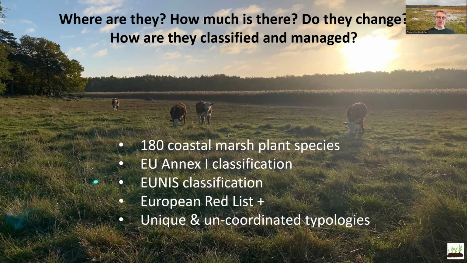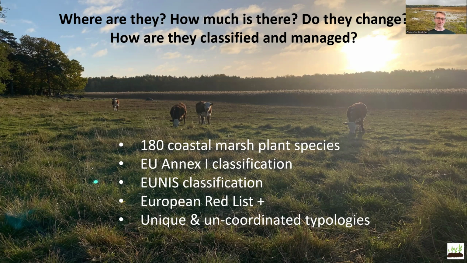So we really started off on a very, very basic level. We wanted to know in this project, where are the salt marshes located? How much is there of this habitat type, or these habitat types, I would say? Can we observe any long-term changes in these systems? And one main hurdle has been to learn how these are classified and managed in Nordic countries. So this habitat type consists of some 180 to 200 marsh vascular plant species. So it's not a simple complex by no means.